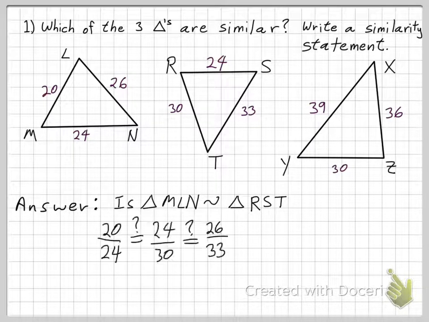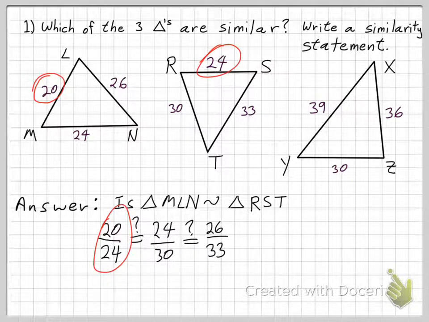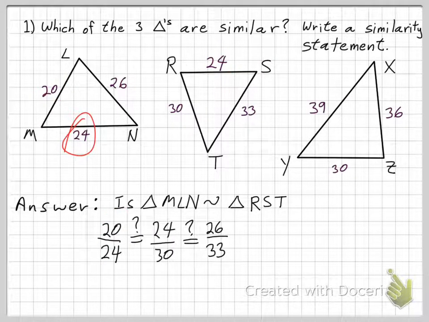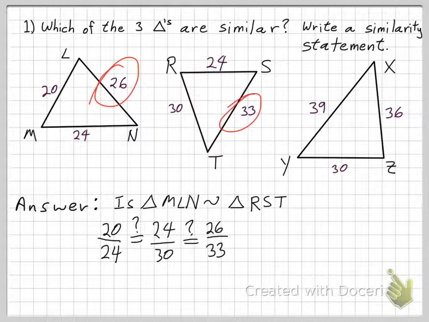So this would be true if these two triangles were similar. I'd be comparing the short side of this triangle with the short side of that triangle. That's where you get the 20 over 24. Then we have the middle value of this triangle compared to the middle value of this triangle, and that's where you get the 24 over 30. And then we have the longest value of this triangle and the longest side here, which is 33, and that's where you get that. If those ratios are equal to each other, then we have similar triangles. If they are not, then they are not similar triangles.